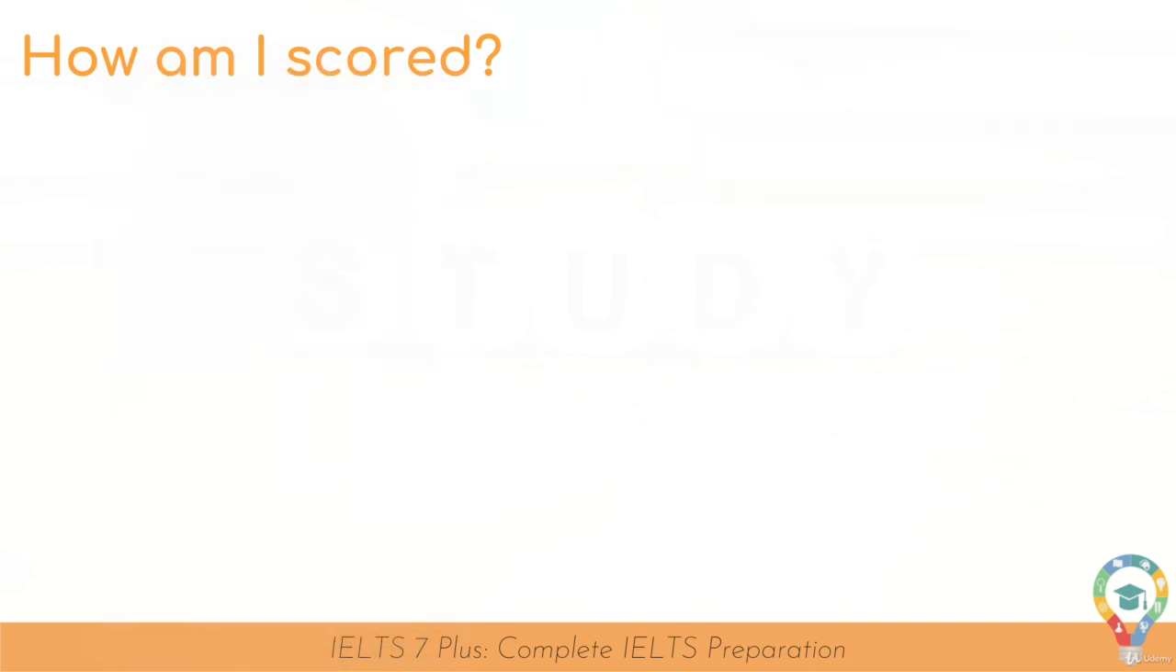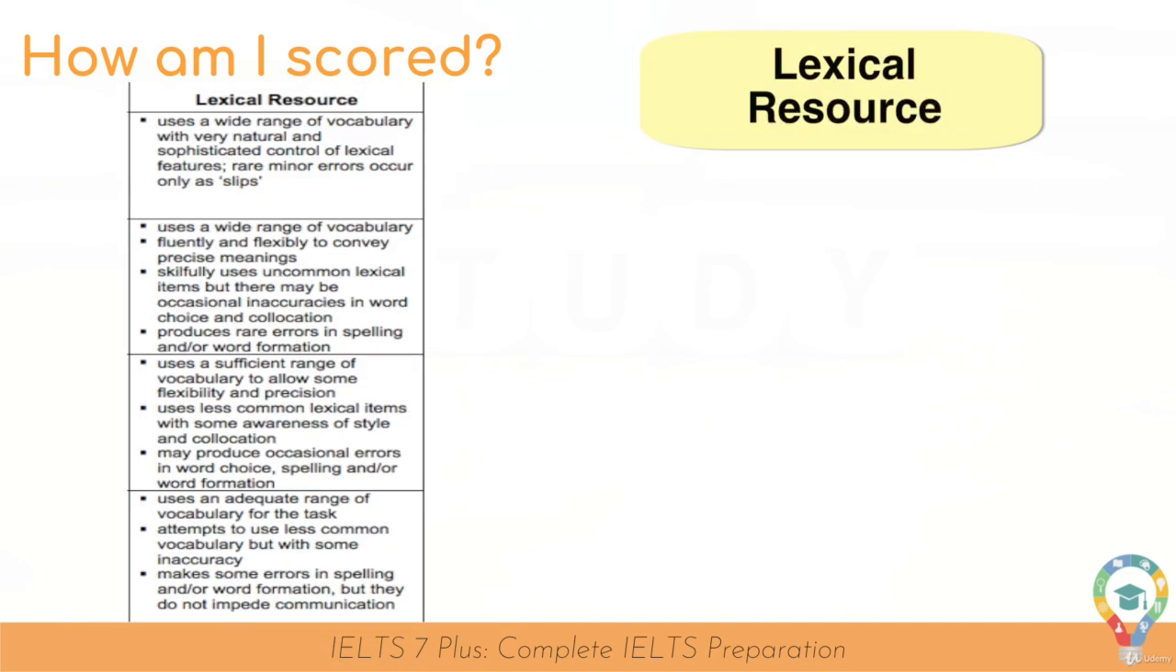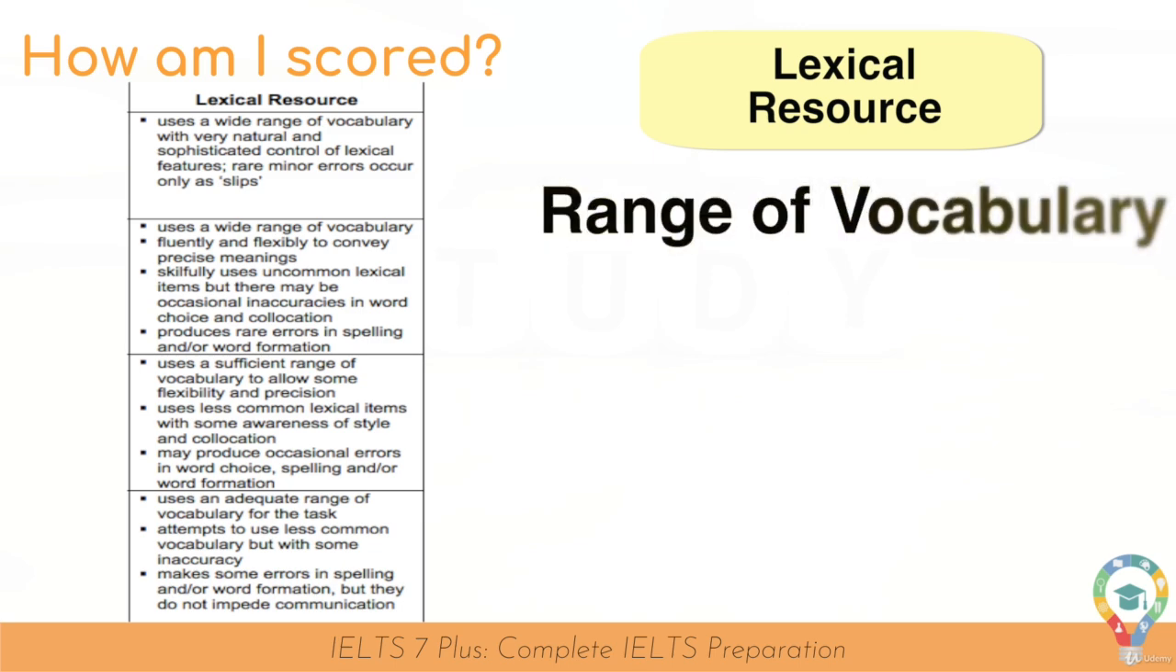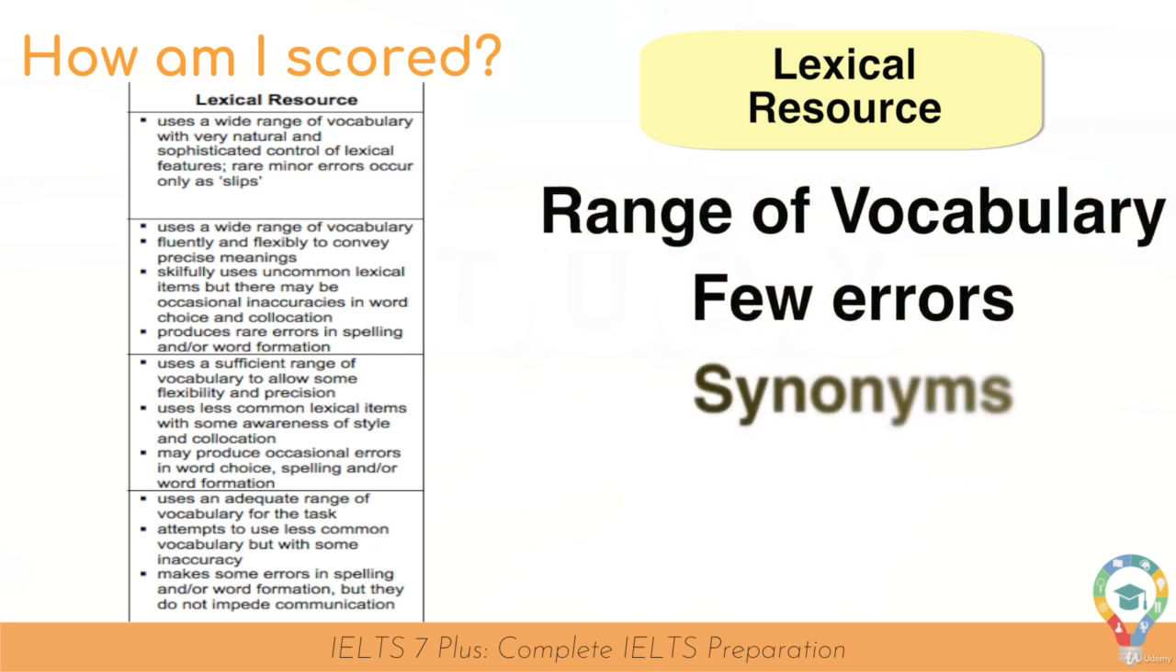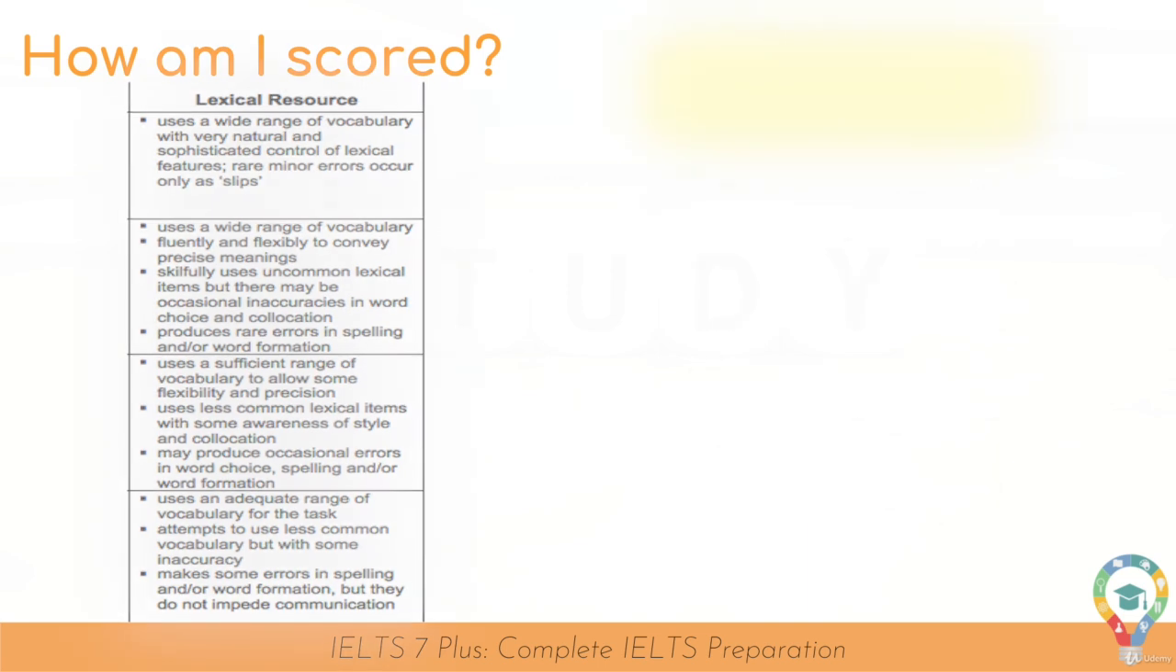Our next band descriptor is lexical resource, and as you may remember from task 1, this is all about the range of vocabulary that you can use. Here, synonyms and collocations will really help you score higher. And it's important to remember not to repeat vocabulary often. It's also very important that your spelling is accurate, as any errors in this will mean you will lose some marks. I believe it's a really good idea to look for some example essays on the internet, read them through and try and steal some common language that you can find.